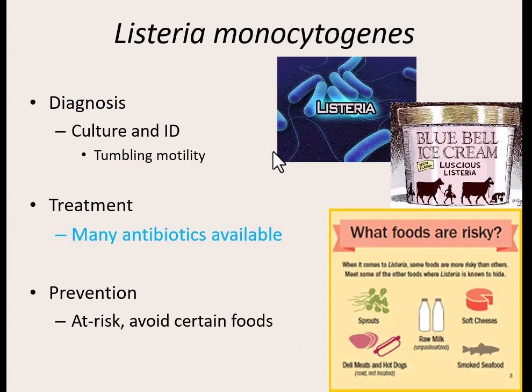Now, diagnosing it: it is a flagellated bacteria, so in a broth, it will actually tumble around in a big old circle. It's interesting to look at to help diagnose. Otherwise, we can culture it out. We can gram stain it, which will help us easily see that it's a gram-positive coccobacillus. There aren't that many that cause disease, and there are lots of antibiotics that can treat it.